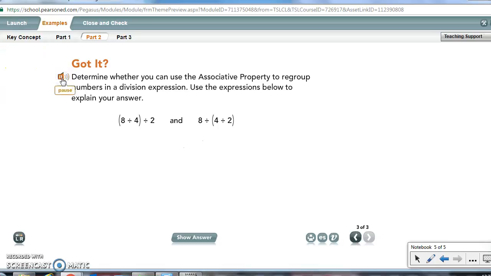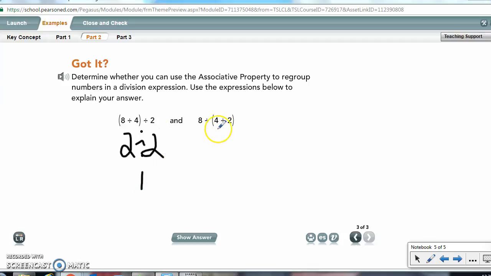Determine whether you can use the associative property to regroup numbers in a division expression. Use the expressions below to explain your answer. So they want us to look at this to see if it's going to work. What is 8 divided by 4? Well, 8 divided by 4 is 2, and 2 divided by 2 is 1.